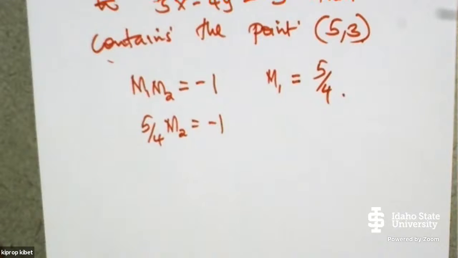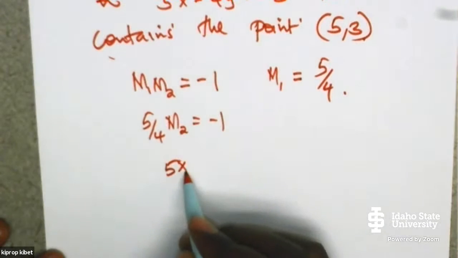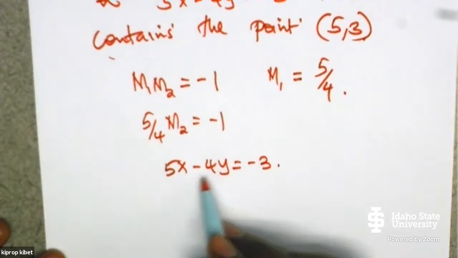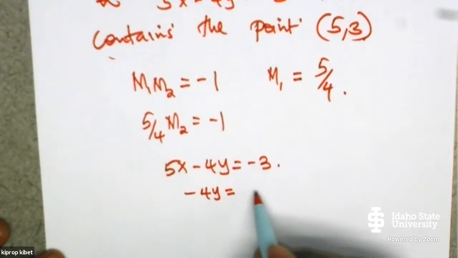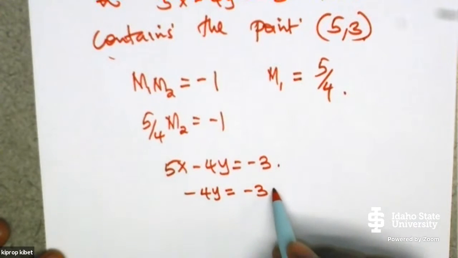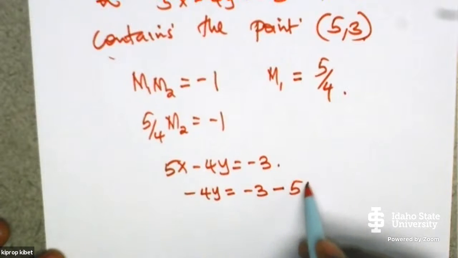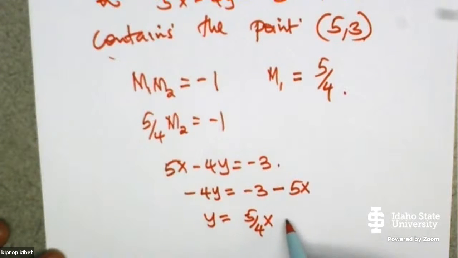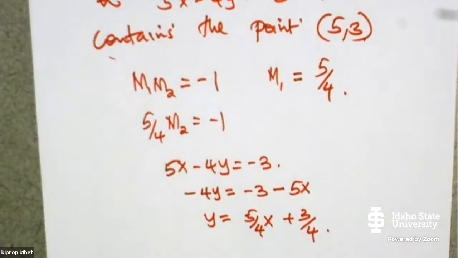Yeah, that's a 5. So 5x minus 4y equals -3. So we take this one to the other side. So minus 4y equals -3 minus 5x. If you divide both sides by -4, you get y equals 5/4x plus 3/4, right? That's what you got previously.